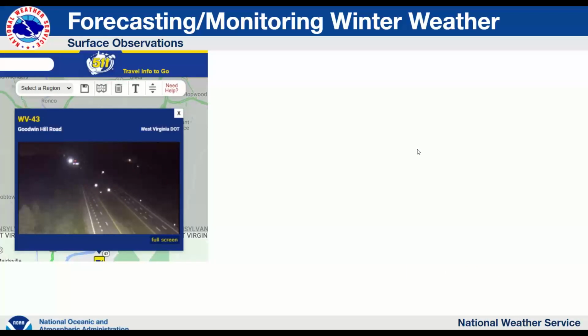Along with weather models, we're also trying to monitor what is actually occurring in the near term. For example, a lot of state agencies and Department of Transportations have road cams or different video cameras. We utilize those all the time to monitor whether snow is falling or not, whether it may be freezing rain, and then more notably, whether it's sticking to surfaces like grass or even roadways.